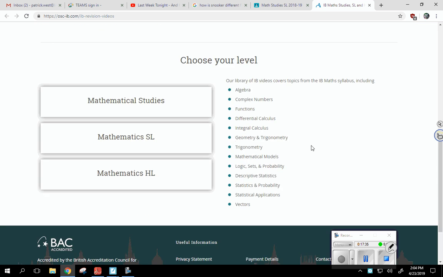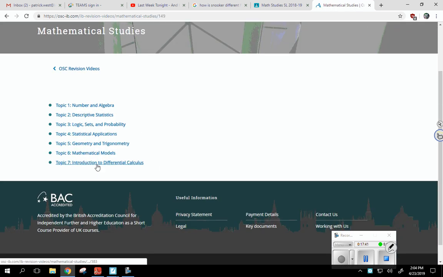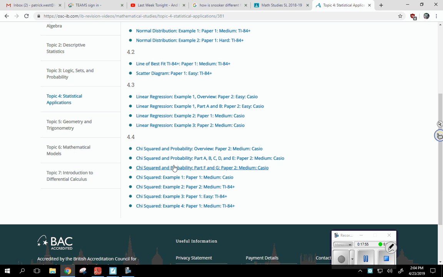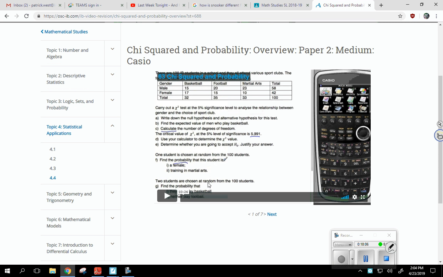So we're going to want mathematical studies, and you'll notice here's all of our topics. If you're looking for something in particular, let's say you want more problems about some type of statistics, maybe chi-squared, here's normal distribution, chi-squared. You click on these and it even tells you what kind of problem it is: easy, medium, hard. What's really cool is that here's the entire problem. The only thing is they use a different version calculator, but that's not going to be a big deal. If you forget the keystrokes, just let me know.